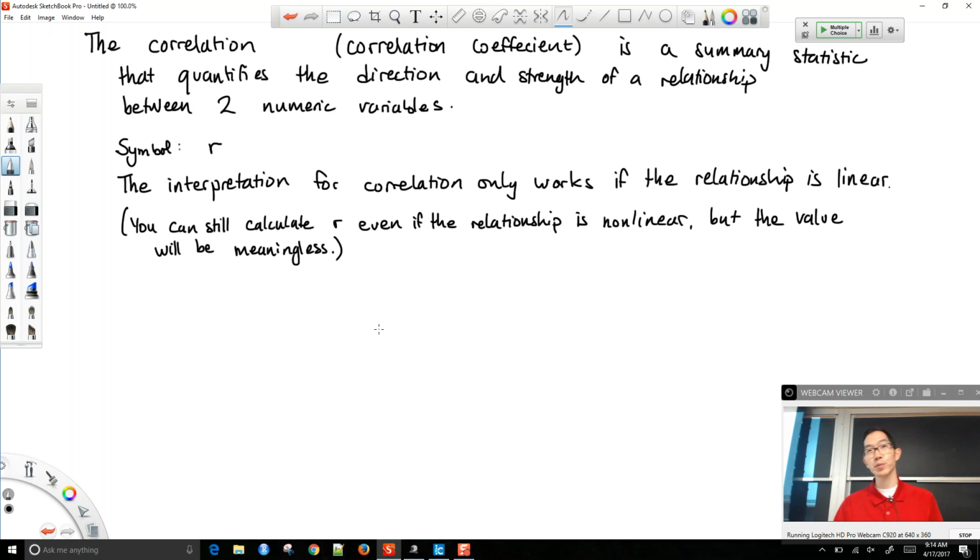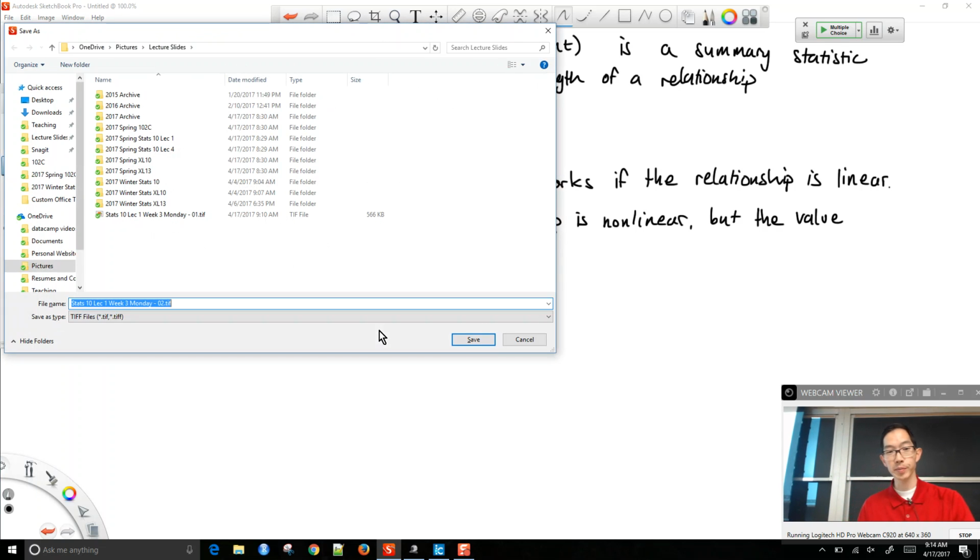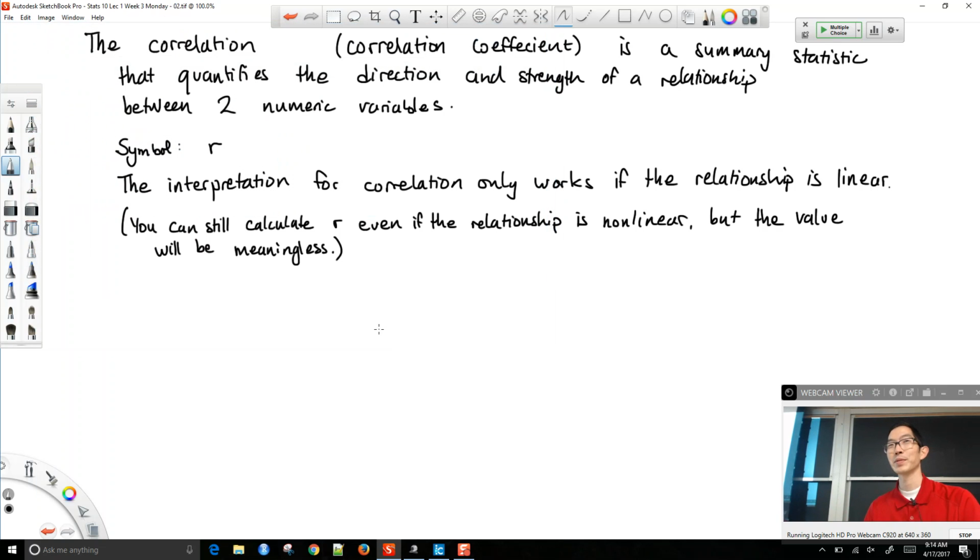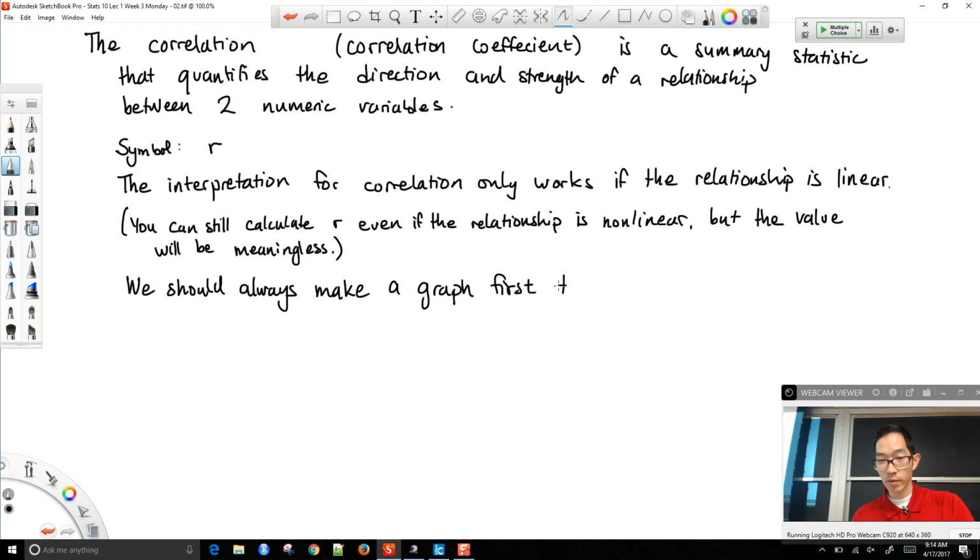So how can we tell if the relationship is linear? What do we do? What's step 1 or step 0? We have to make a graph first, right? We should always make a graph first to decide if it is linear, and then we can calculate correlation and make an interpretation.